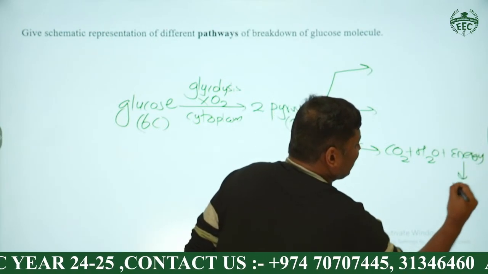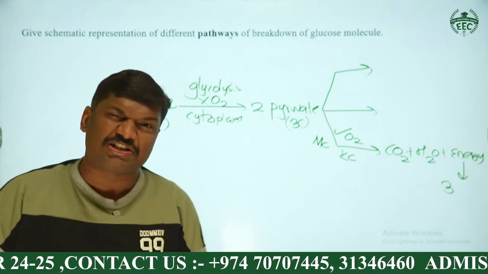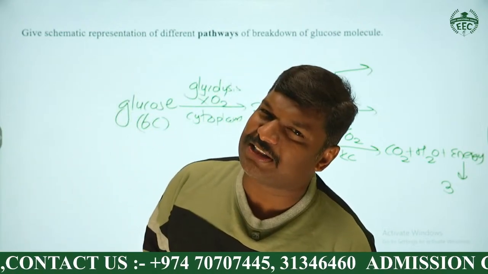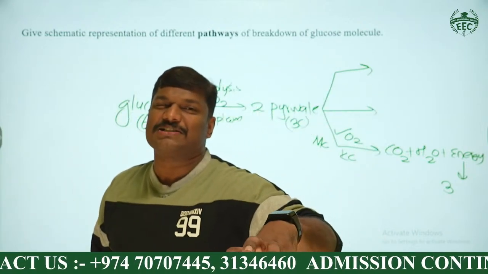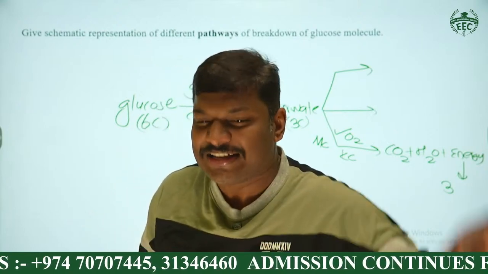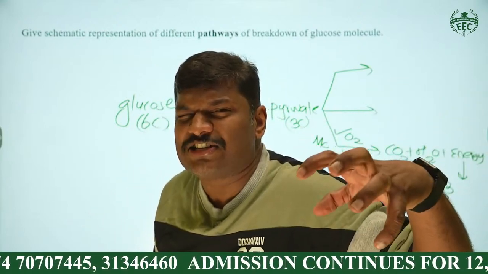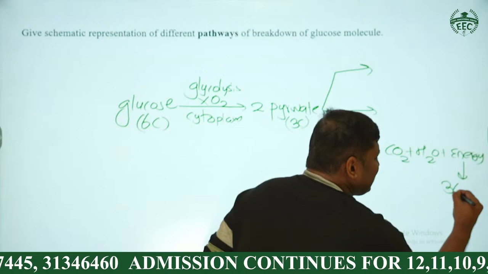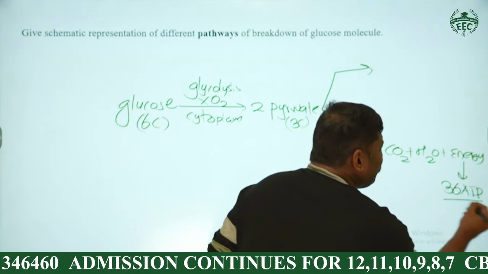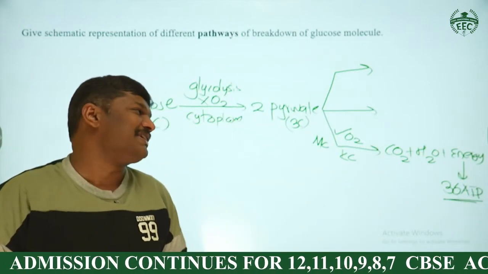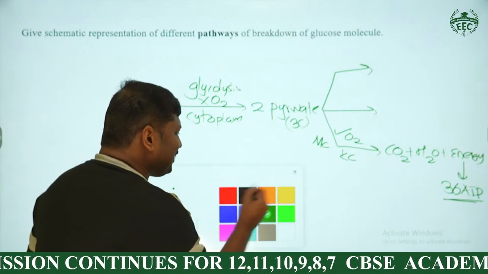And whatever the quantity of energy, as you all know, whenever energy is produced in mitochondria, the powerhouse of the cell, energy must be stored, right? That energy is stored in the form of ATP. Almost 36 ATP molecules are produced by respiration, my dear student. 36 ATP.